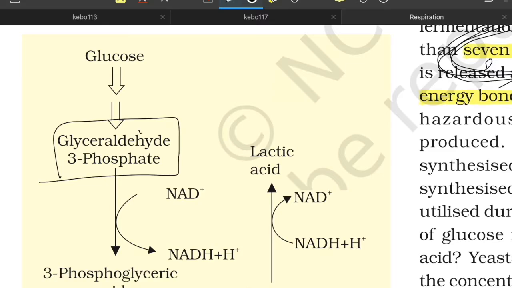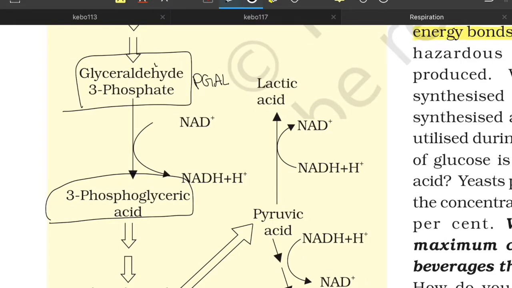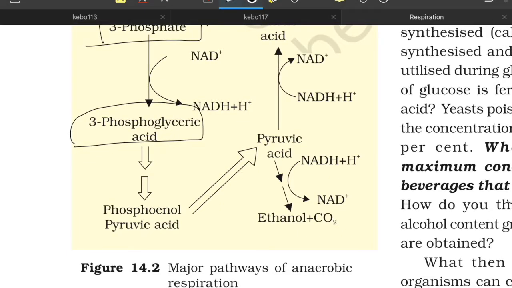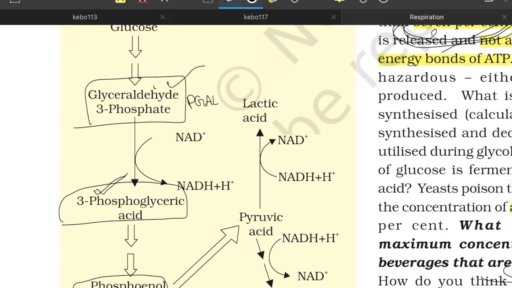So glucose, after the double arrow, what are they showing? They are showing glyceraldehyde 3-phosphate. What is glyceraldehyde 3-phosphate? PGAL. And then they are showing 3-phosphoglyceric acid. What has happened here? Phosphoglyceric acid became bisphosphoglyceric acid, and bisphosphoglyceric acid becomes phosphoglyceric acid. And after that, there's an isomerization and then phosphoenol pyruvic acid, phosphoenol pyruvate, and after that pyruvic acid. And here they have only mentioned 3-phosphoglyceric acid, PGAL, and PEP.